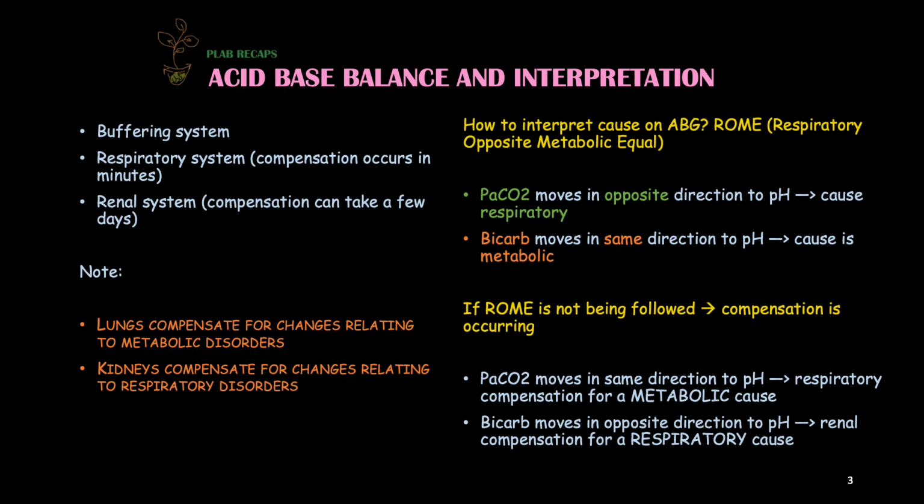So what's happening if the PCO2 is moving in the same direction as the pH? This is then a respiratory compensation for a metabolic cause. And what if the bicarb is moving in the opposite direction to the pH? This is then a renal compensation for a respiratory cause.